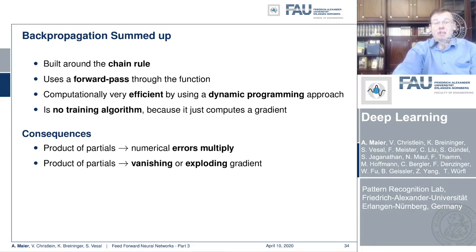Some very important consequences are we have a product of partials, which means the numerical errors multiply. And this can be very problematic. Also because of the product of partials, we end up with either vanishing or exploding gradients. Vanishing you get when you have very low values, close to zero, and you start multiplying them with each other, then you have an exponential decay. And if you have very high numbers, of course, you can also very quickly end up in an exponential function.